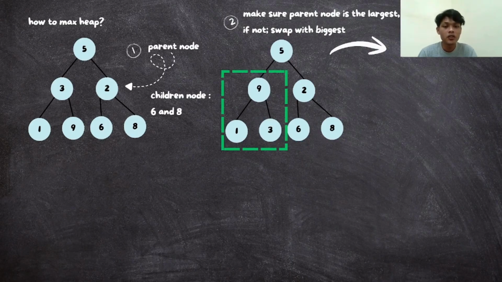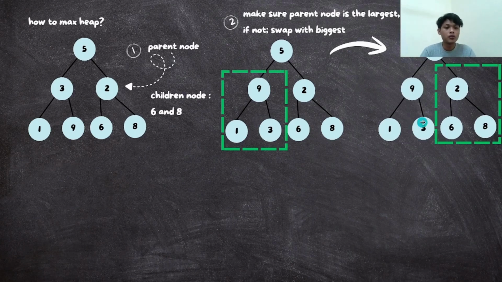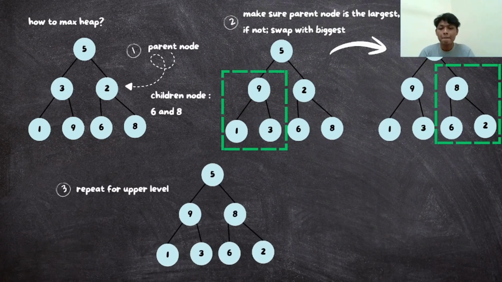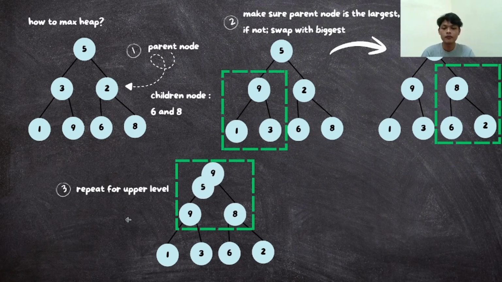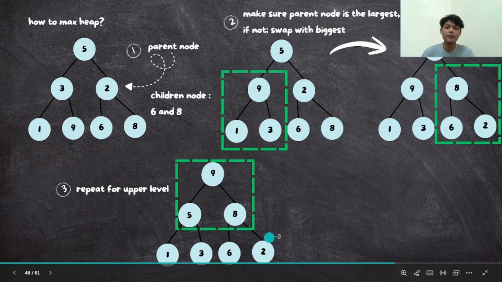And then we continue with the right subtree. 2 is the parent, however, the children are bigger than it. So we swap it, where the largest children is 8. So we swap the place, and then we continue it for the upper level. Here, 5 is the parent node, however, 9 is the bigger children, so we swap it again. Tada, you got your max heap.